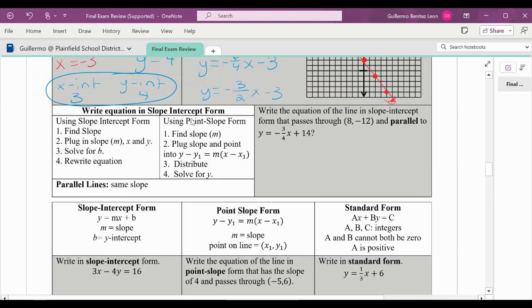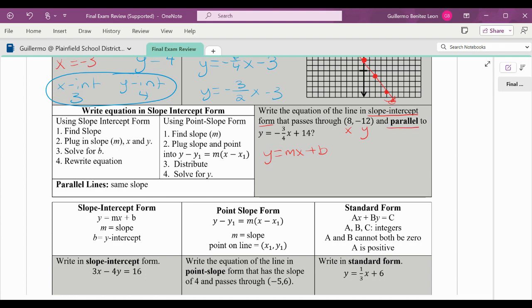Okay, writing an equation in slope-intercept form. Write the equation of the line in slope-intercept form that passes through this point and is parallel to this equation. Now there is a lot going on here. So the first thing you need to know is how are they telling you your answer is going to look? Slope-intercept form, that's y equals mx plus b. So that's what we're going to be using. They're giving me a point. That's very important. That's going to be x and y.